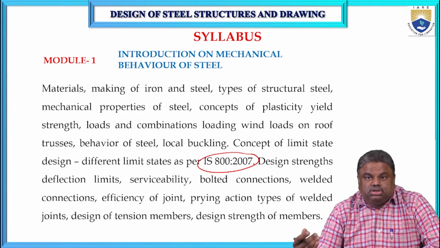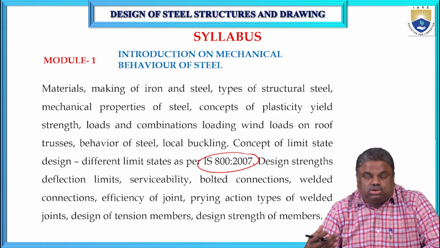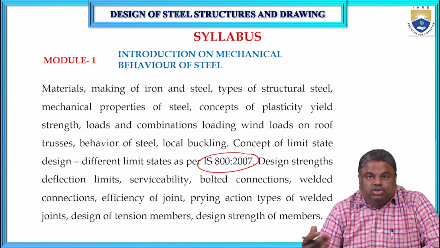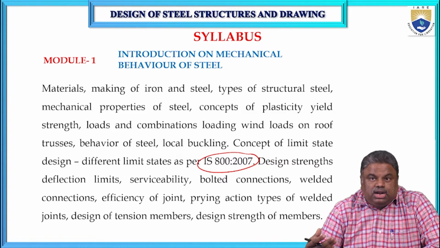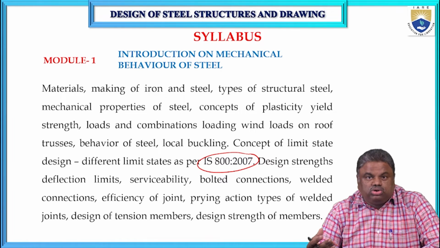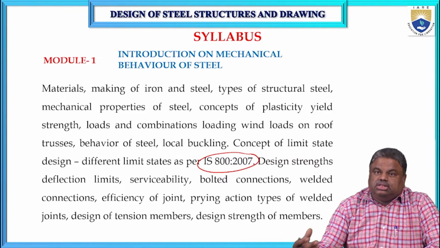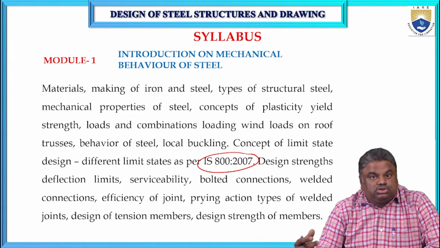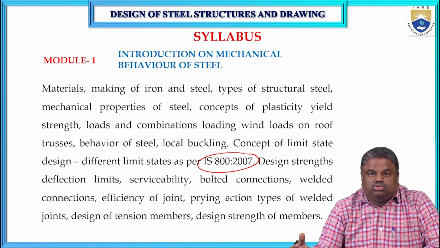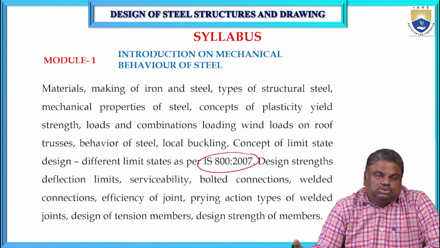The first module comprises the basic introduction to all those things. What is steel? What are the properties of steel? What are limit states, and what are the different limit states? What are the loads and the load combinations? After that, we will see the bolted connections as well as welded connections. We design those welded connections, tension members and the strength of the members.